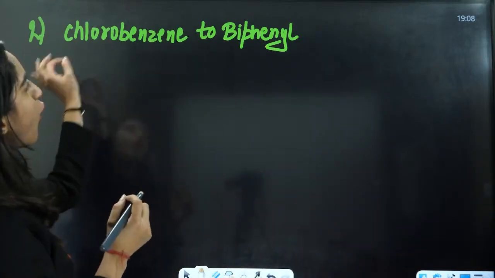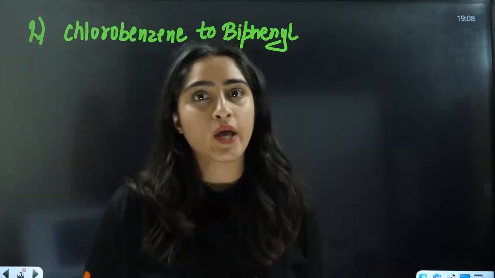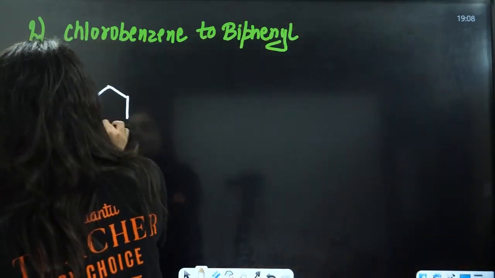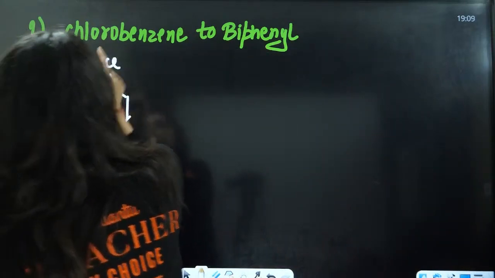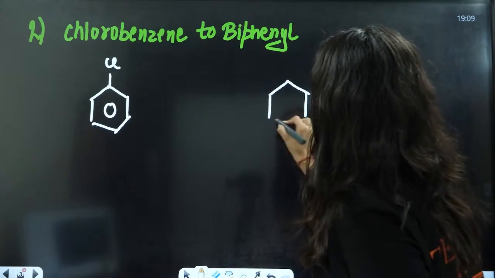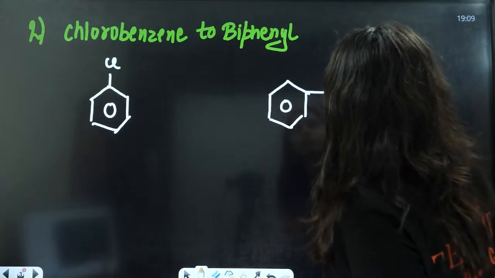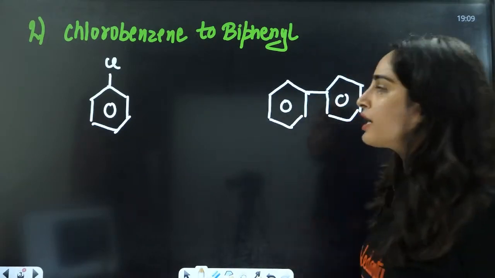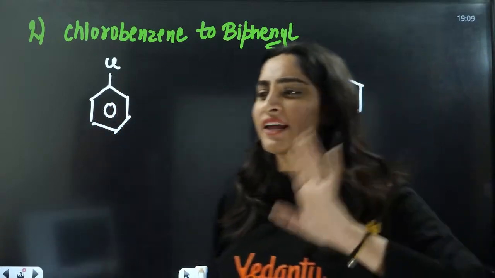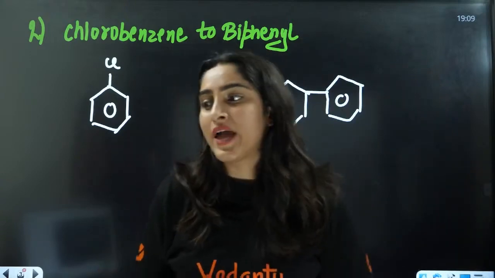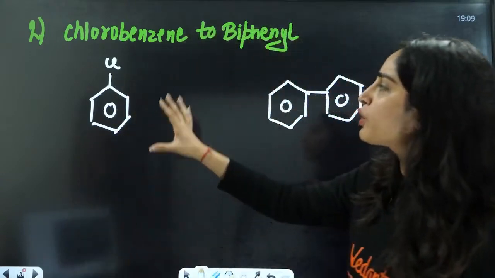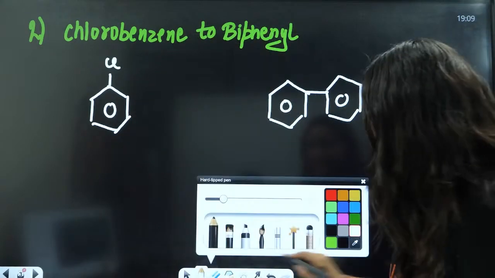Now the second conversion is chlorobenzene to biphenyl. Let us draw chlorobenzene. This is chlorobenzene, and we have to convert it into biphenyl. Biphenyl means there are two phenyl rings joined together. Convert chlorobenzene into biphenyl. This is a very simple reaction, a very important named reaction. How can you convert chlorobenzene into biphenyl?